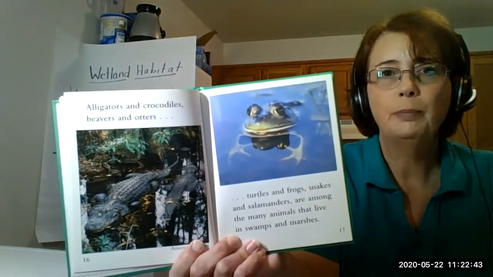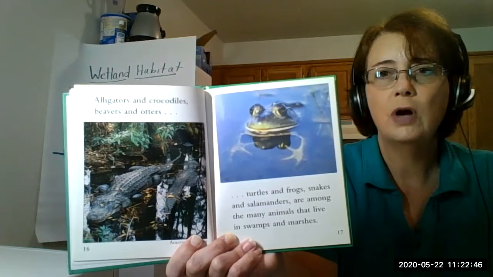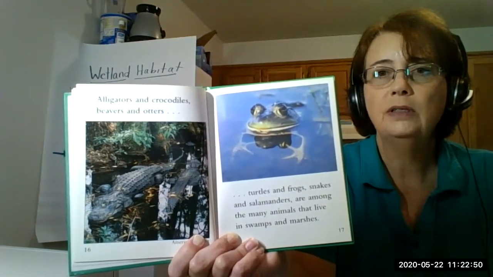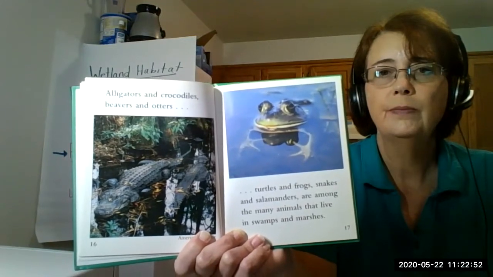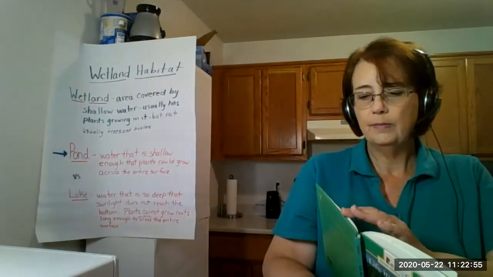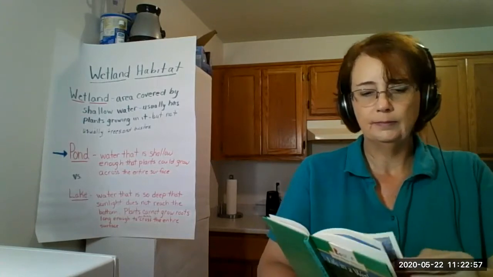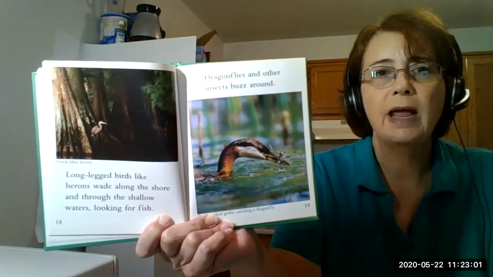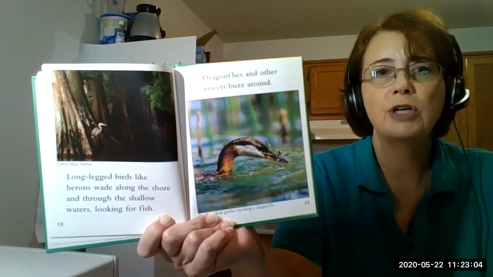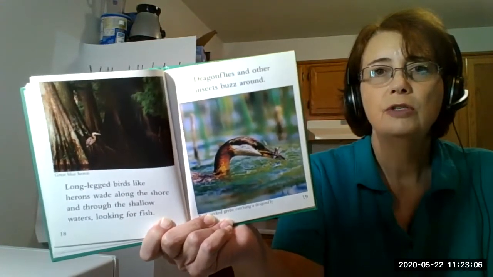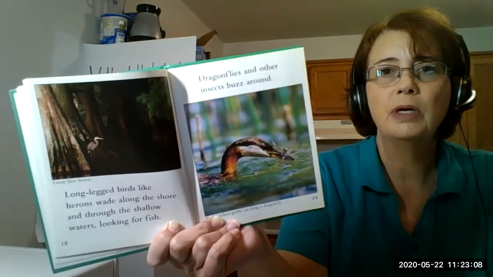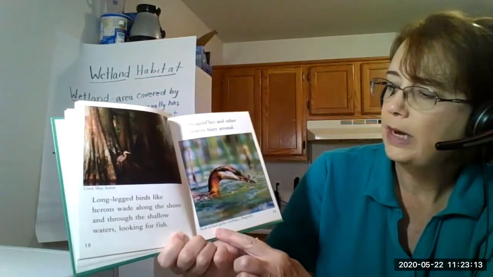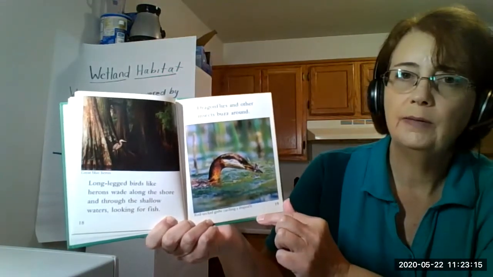Alligators and crocodiles, beavers and otters, turtles and frogs, snakes and salamanders are among the many animals that live in swamps and marshes. Long-legged birds like herons wade along the shore and through the shallow waters looking for fish. Dragonflies and other insects buzz around. And this says great blue heron, red-necked grebe catching a dragonfly.